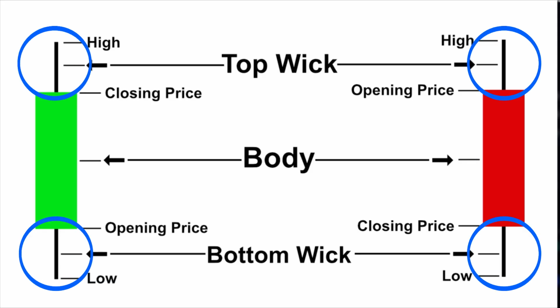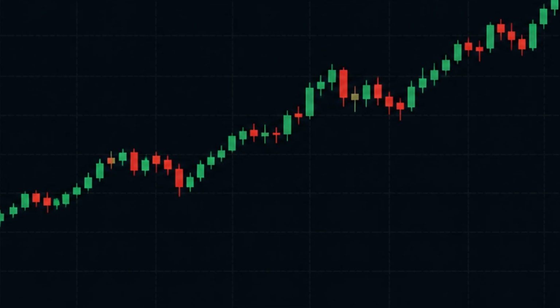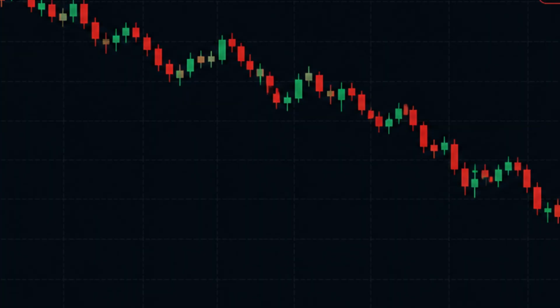Wick. These are the thin lines poking out the top and bottom of a candlestick. They show us where the price poked its head but couldn't stay before the candle closed. Bullish. This means the market is looking strong and prices are going up. Bearish. This means the market is looking weak and prices are heading down.